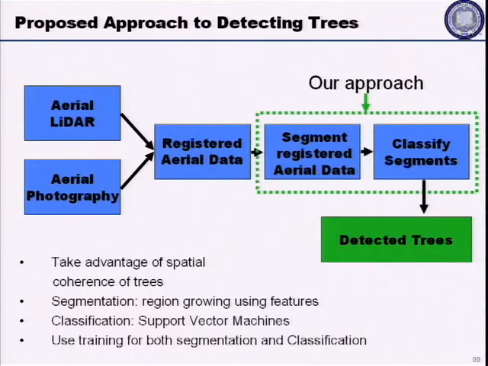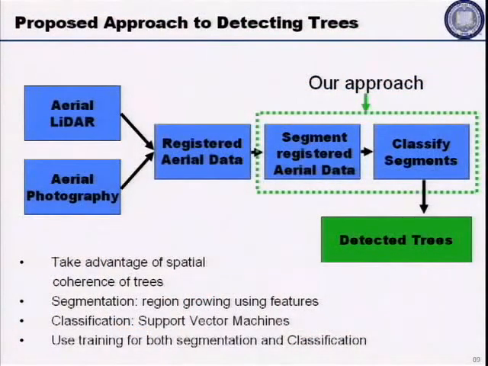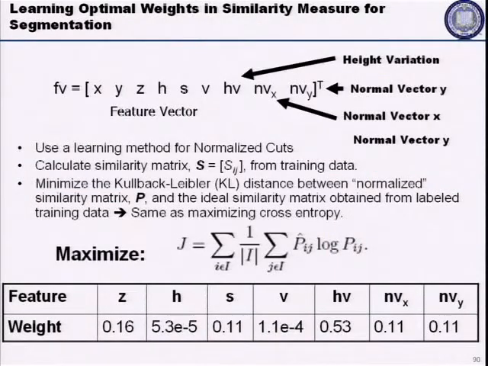he came up with a tree detection algorithm using registered aerial lidar and imagery based on segmentation and classification. We used region growing for segmentation together with training and classification. We used support vector machines. These are the features that we used for segmentation: height variation, normal vectors, hue, saturation, value, et cetera. And these are the weights of the different features. So as it turns out, you apply the normalized cut technique and you find out that height variation is just about the most important feature in doing that segmentation process.